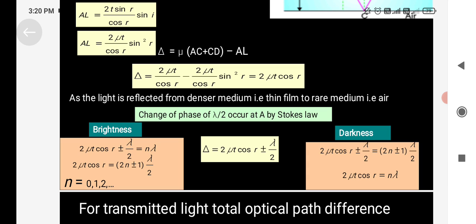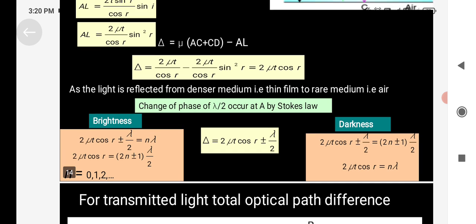Now coming to the darkness condition, we have delta is equal to (2n plus or minus 1) into lambda by 2, that is, an odd multiple of lambda by 2. So we will get 2 mu t cos r plus or minus lambda by 2 is equal to (2n plus or minus 1) into lambda by 2. After solving this equation, we will get 2 mu t cos r is equal to n lambda. This is the condition of darkness.